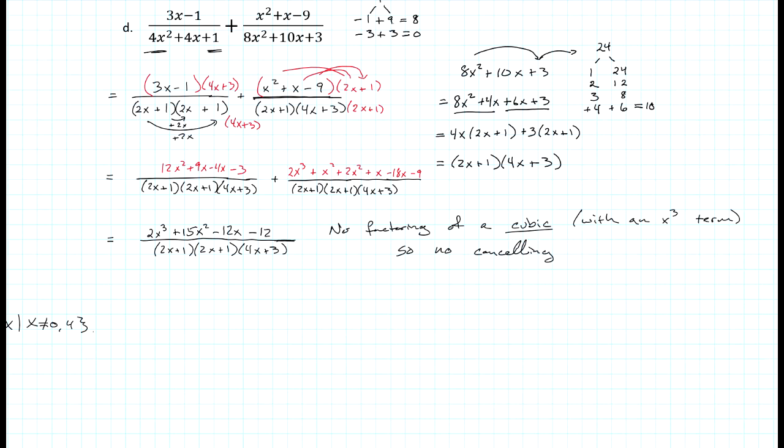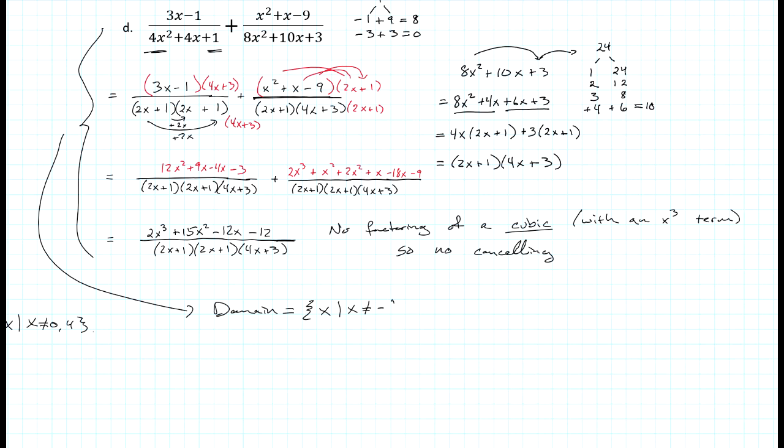So the domain of all of these is the same. Domain never changes. Domain equals the set of x such that x cannot equal -1/2 or -3/4. And that never changes in this simplification. And so just to be clear, the 2x plus 1 cannot equal 0, and the 4x plus 3 cannot equal 0. So that's how we're getting the -1/2.